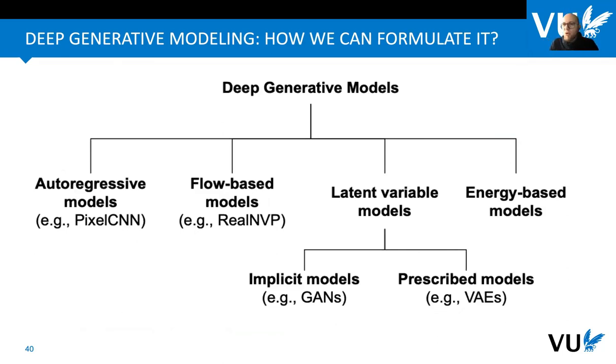We talk about autoregressive models, like for instance PixelCNN. We talk about flow-based models, like RealNVP, GLOW, Wasserstein normalizing flows, and so on. We talk about latent variable models, where we have these other two subgroups, like implicit models, where we don't explicitly define a probability distribution, like GANs. We also have these prescribed models, like for instance VAEs or diffusion-based models. And we have also another group, energy-based models.